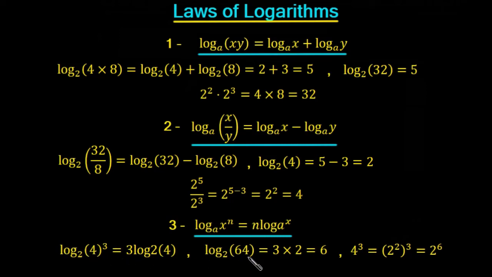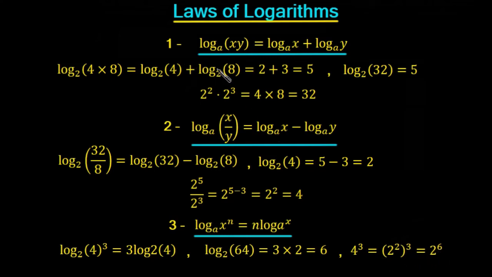We can rewrite this as log to the base 2 of 4 to the power of 3, which is 64. So that's going to be equal to 3 times log to the base 2 of 4, and log to the base 2 of 4 is equal to 2. So that's 3 times 2, which is equal to 6. And that's right, because log to the base 2 of 64 is 6. We have to raise 2 to the power of 6 to get a value of 64. Now again, if we write that in terms of exponentials, that's equivalent to saying 4 to the power of 3 is equal to 2 to the power of 2 all to the power of 3, which is equal to 2 to the power of 2 times 3, which is 2 to the power of 6.